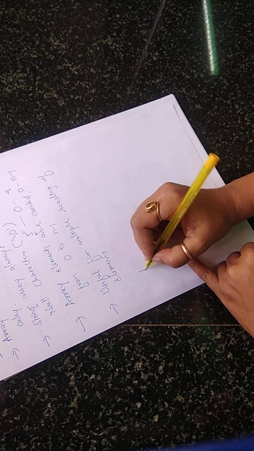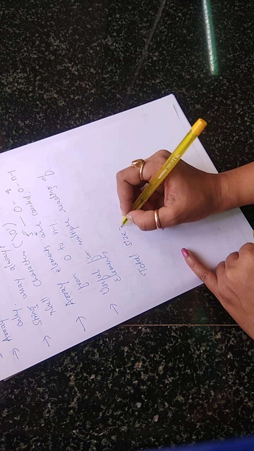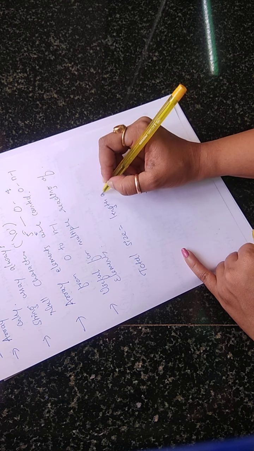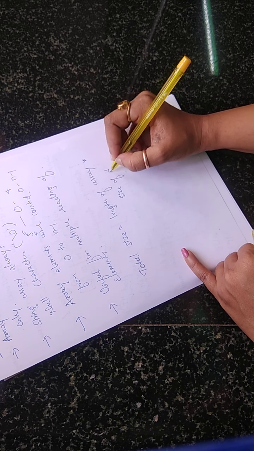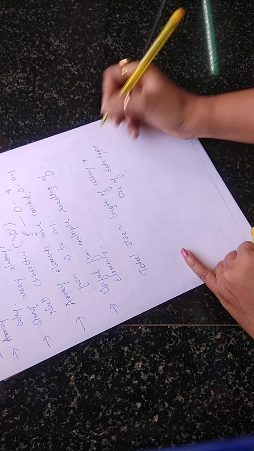To calculate the total size of your array, it is the length of the array times the size of the data type. Total size is equal to length of array into size of data type. You have to remember this one, and then the features. The other points, like how to calculate the length of the array, representing your one-dimensional array in memory with the formula, and the operations on one-dimensional arrays, we'll see in the next class.